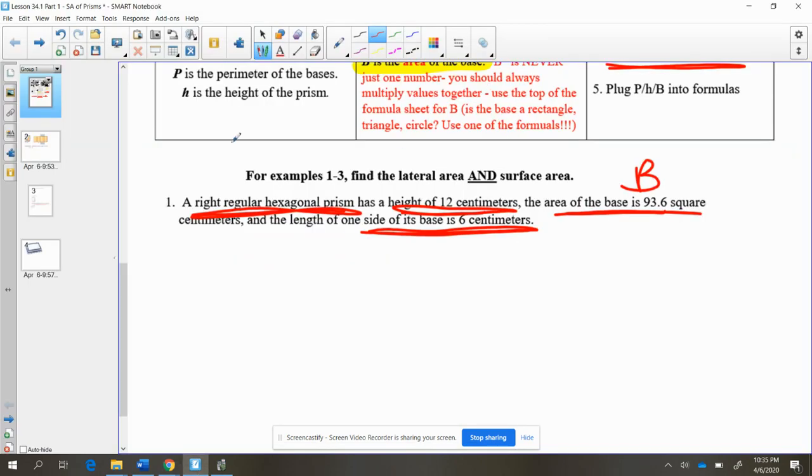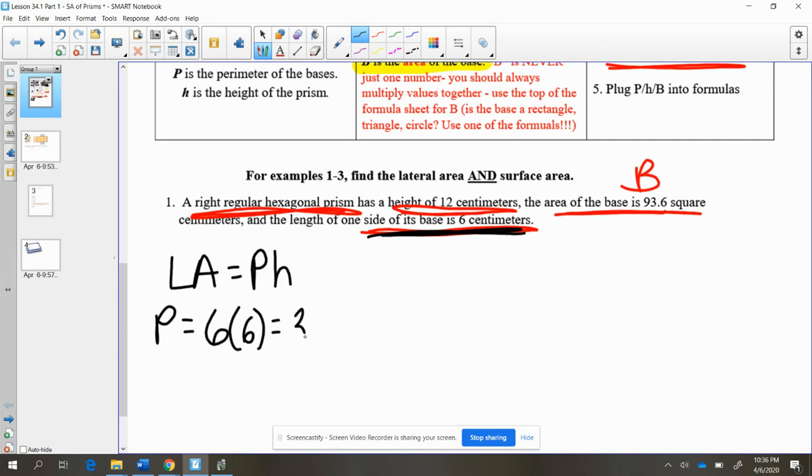So kind of going back here, first and foremost, if we want the lateral area, the lateral area requires us to have the perimeter of the base times the height. Well, the perimeter of the base, if it's a hexagon, it has 6 sides, and they told us that each side is 6 centimeters, so we have a total of 36 centimeters for the perimeter. And again, they gave us the height. The height they told us was 12.